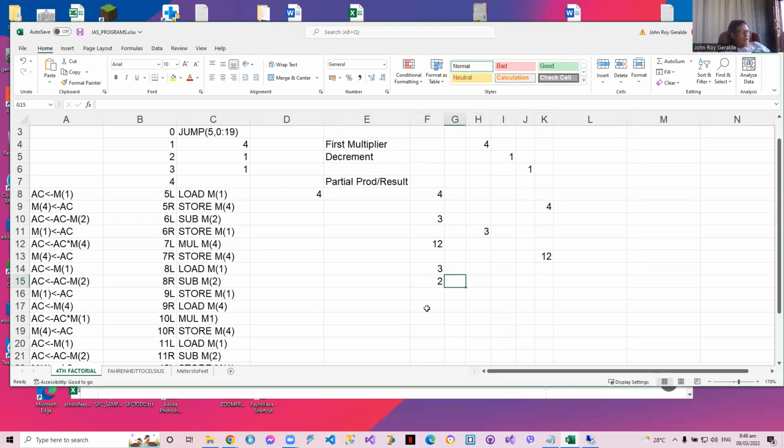And store M1. So nandito naman siya, 2 na siya. Okay. And then we multiply again to compute. Load M4. This becomes 12. Okay. Mul M1. So this becomes 24. Do you follow? 12 times 2. Oh, M1, 24. And store M4. This is now 24.